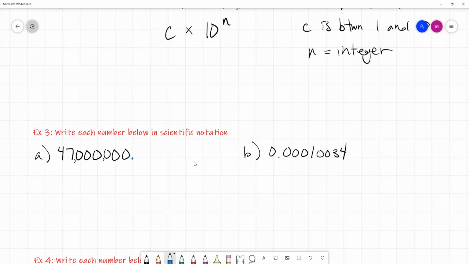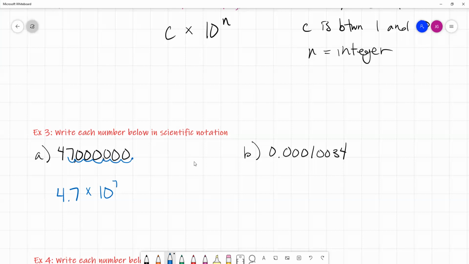I want to move it so that it's between 1 and 10. So that means I have to move it between this 4 and the 7, because then I'll get 4.7. Okay, so move it over once, twice, 3 times, 4, 5, 6, 7. You want to count how many times you move it. So now I have 4.7 times 10, and then the exponent is how many times I move my decimal. We counted 7 spots, so it's going to be 10 to the 7th power, okay?